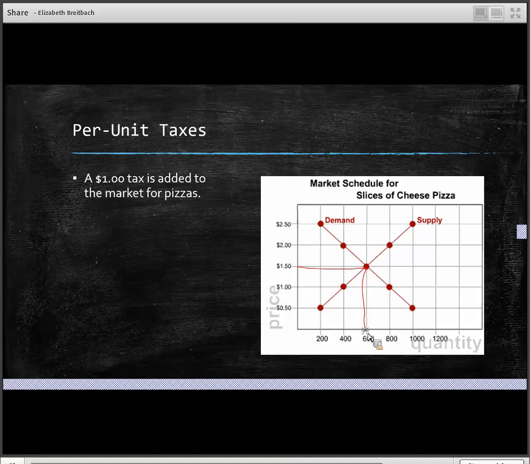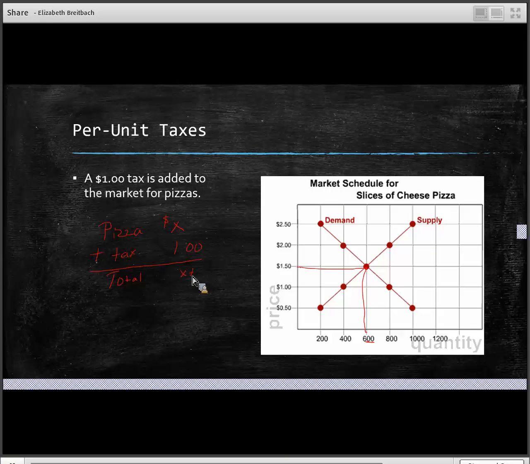What we're going to see is that buyers are going to get a receipt, and it's going to say pizza X dollars plus tax, and that tax is going to equal $1, and then your total is the X plus the $1. And so the price that sellers receive, or the price that the pizza place receives, is that X dollars. And we're going to denote that as PS, the price sellers receive.